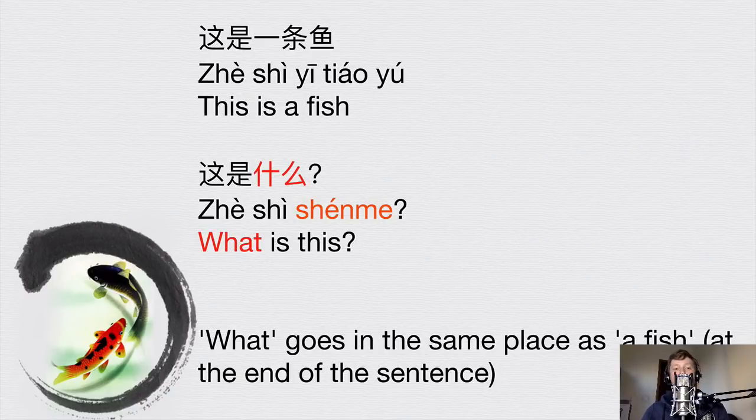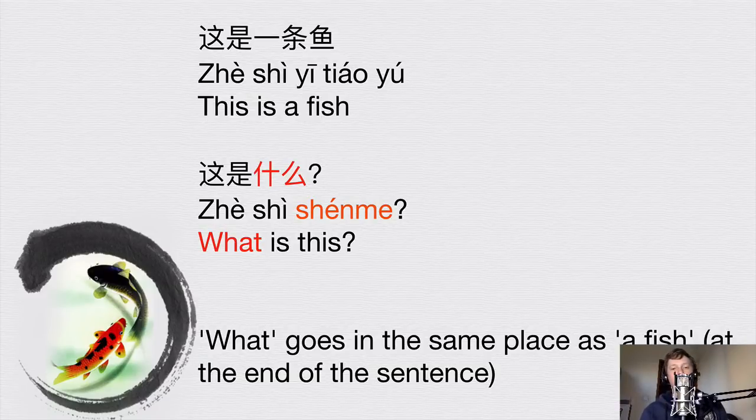In this sentence, we've got a statement. 这是一条鱼. This is a fish. The thing that we're asking about is 一条鱼. Obviously, we don't know what it is, but that's where that part of the sentence is. It's at the end of the sentence. So therefore, the question word here, 什么, meaning what, also goes at the end of the sentence in the same place as a fish. So the what goes in the same place in the sentence as a fish, which is at the end of the sentence.